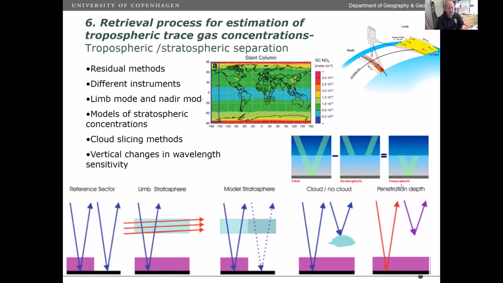There are some different methods to do this. I will only go through the one which is generally used for the nitrogen dioxide product. What we do is use the fact that there are no sources of nitrogen dioxide in the Pacific Ocean. That is the reference sector. So we assume that all measurements of nitrogen dioxide from the Pacific Ocean are stratospheric. And then we can simply remove those measurements from the rest of the world to get what is occurring down here in the troposphere.